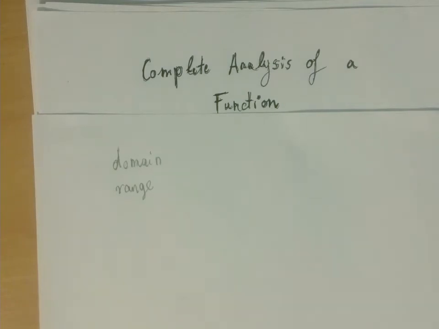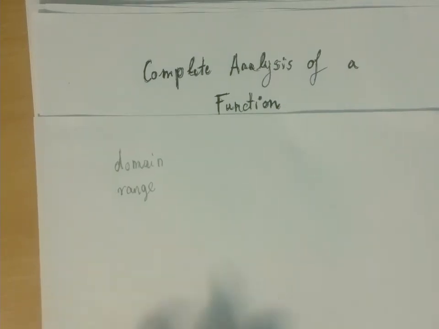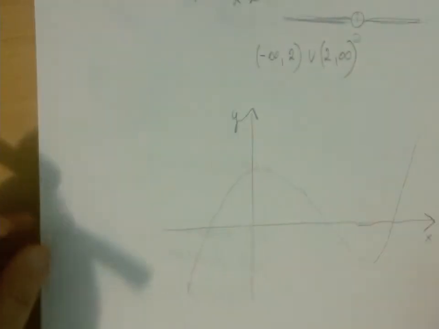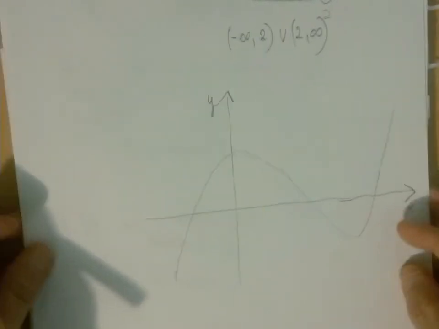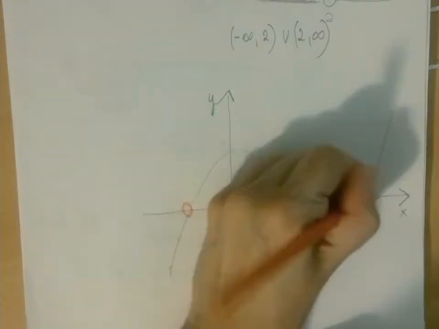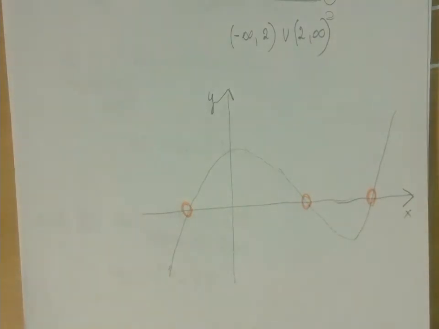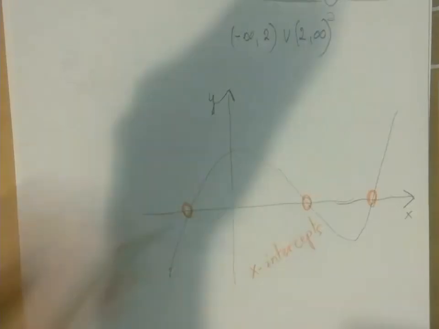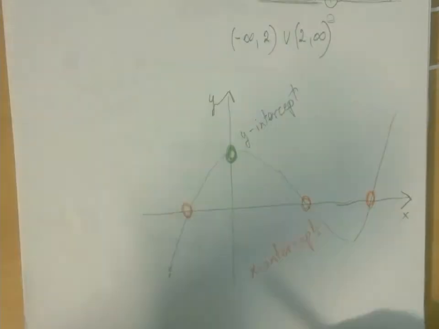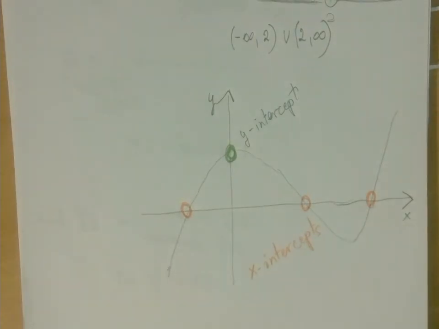After domain and range, the next item on our list of questions are the intercepts. So visually, when we graph a function, the intercepts are the points where the graph intersects the axis. Well, the things that I marked with orange are called the x-intercepts. And the thing that I marked with green is a y-intercept. Now notice that a function can have only one y-intercept because x equals 0 can have only one value assigned to it, but it can have plenty of x-intercepts.